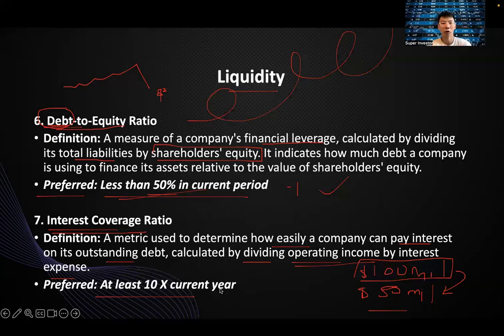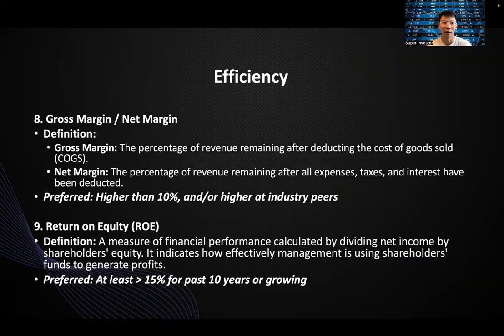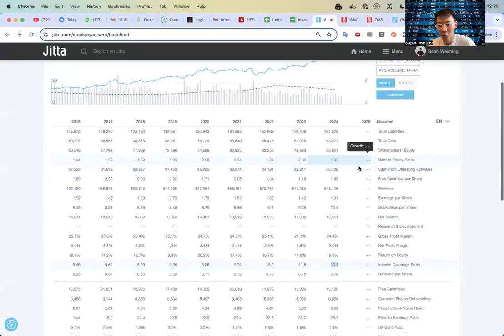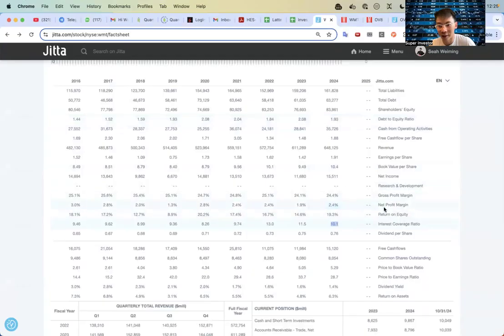Okay, next one. The fourth segment, we're looking at efficiency. Now, for efficiency, I look at 2 metrics. The first metric is margins. The second metric is return on equity. This first one, margin. Let me show you. You see, I have a gross profit margin and net margin.